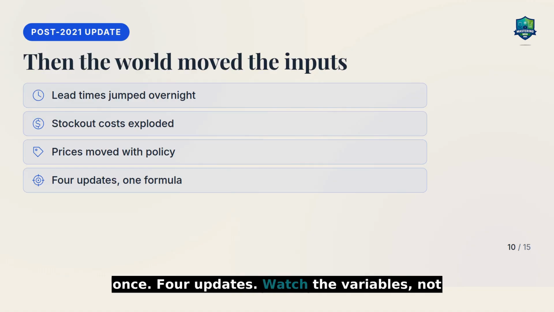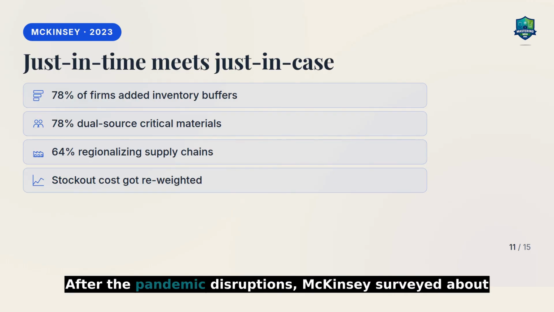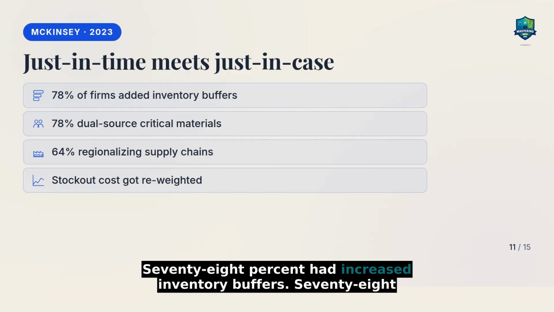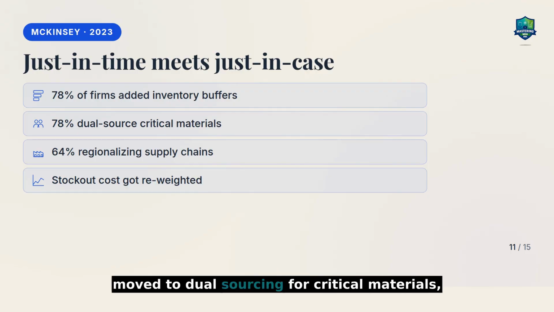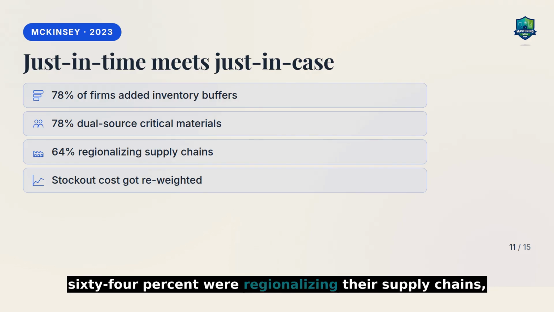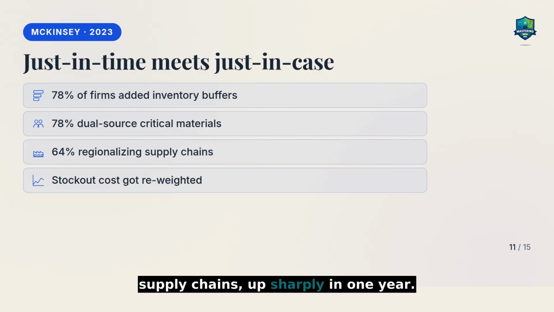4 updates. Watch the variables, not the headlines. Lead time, stockout cost, price, and demand. After the pandemic disruptions, McKinsey surveyed about 100 supply chain leaders. 78% had increased inventory buffers. 78% had moved to dual sourcing for critical materials, and 64% were regionalizing their supply chains, up sharply in 1 year.